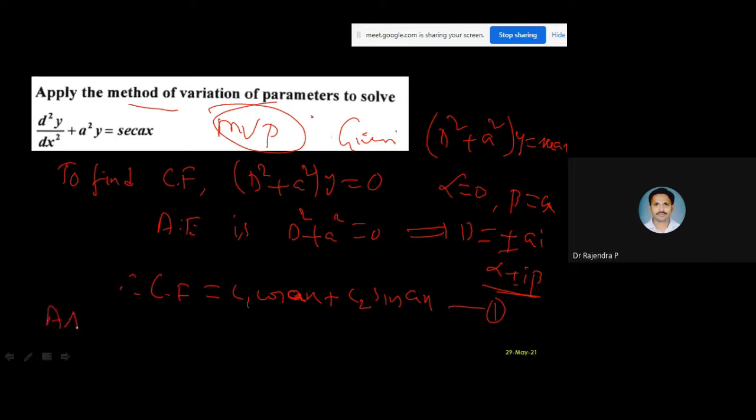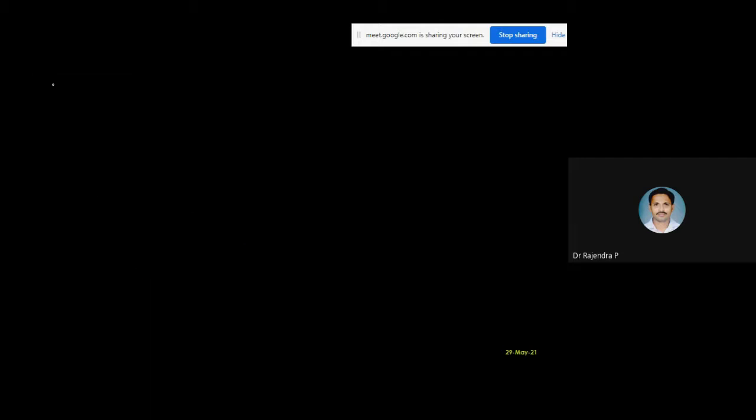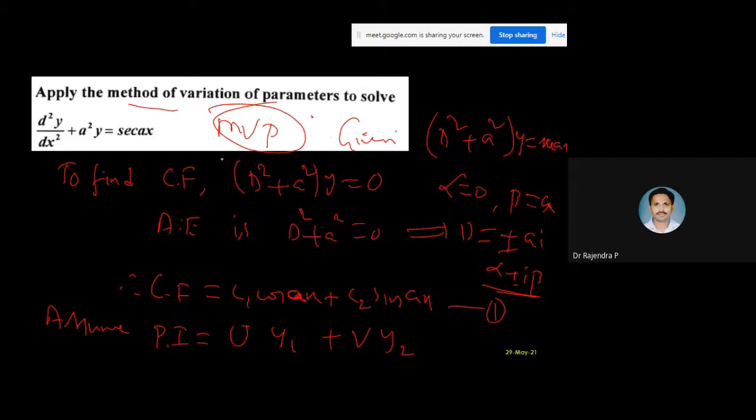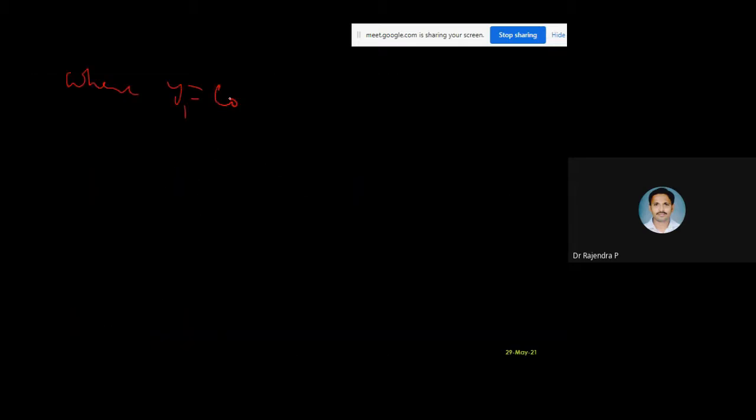So we can assume your particular integral now. Assume P.I. is equal to, how are we going to assume? U y1 plus V y2. Y1 and y2 are already there, it is very visible to you. I think everybody knows; only we have a problem with U and V. Those functions we will find out. So what is y1? Cos ax, correct? What is y2? Sin ax.